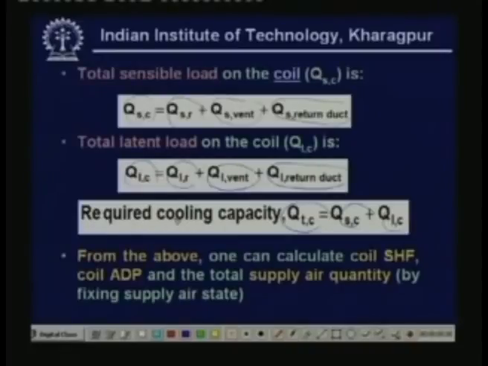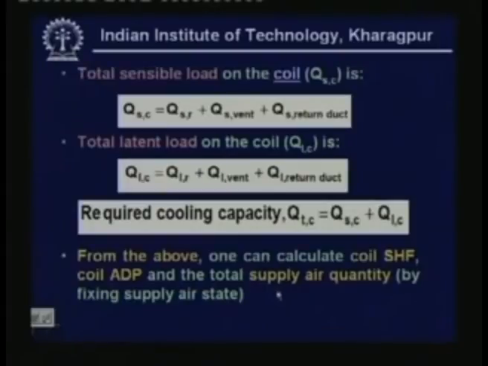And from the above, one can calculate the coil sensible heat factor, the coil apparatus dew point, that is coil ADP, and the total supply air quantity. All these things can be calculated at this point, and these aspects we have discussed in an earlier lecture. So this, in brief, is a method based on CLTD and CLF.